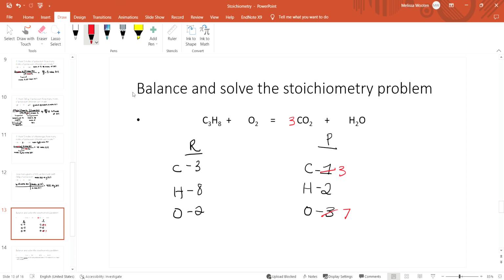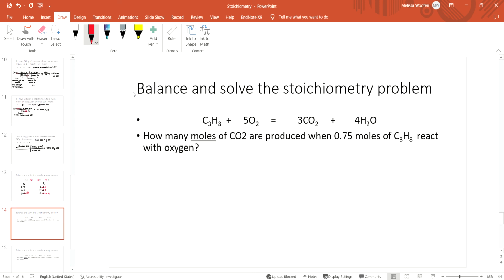And our hydrogens, we have 2 over here and 8 over there. So we're going to put a 4 here. That's going to make this 8. That's going to make this then 10, right? Because we have 3 times 2 is 6, plus 4 oxygens is 10. Okay. Well, now we just have to fix our oxygens. And we're going to put a 5 here to get a total of 10 oxygens over here. And our equation is now very happily balanced. Okay.